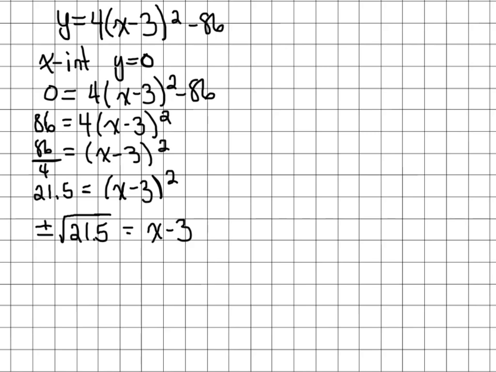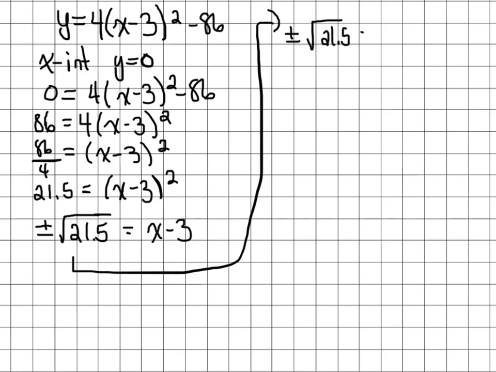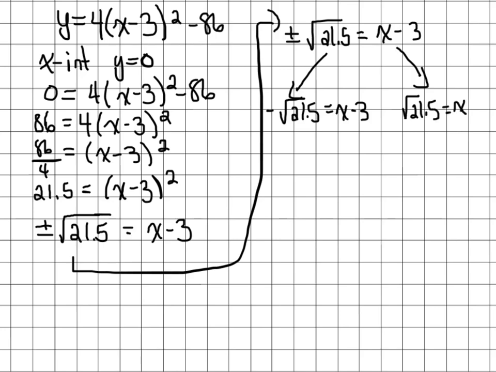So this means we have two possible branches, and I'm actually going to bring those branches up here. So I'm going to rewrite this so that we can see it better. So plus or minus the root of 21.5 is x minus 3. So one branch will have the negative root of 21.5. On the other branch, I'll have the positive root of 21.5 equals x minus 3.